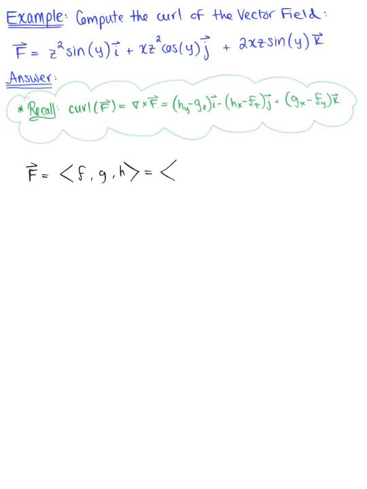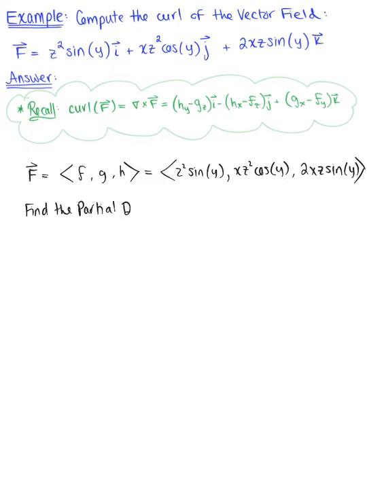Our F component here is z squared multiplied by sine of y. Our G component is x times z squared times cosine of y. And then our H component is 2xz sine of y. And we want to compute the curl of this vector field. So let's get started here by finding all of the first order partial derivatives for this beautiful vector field.